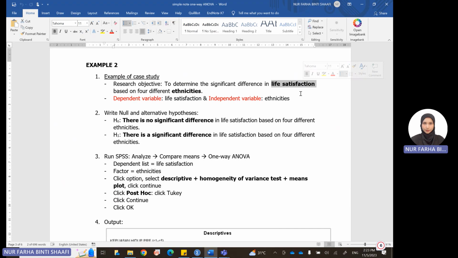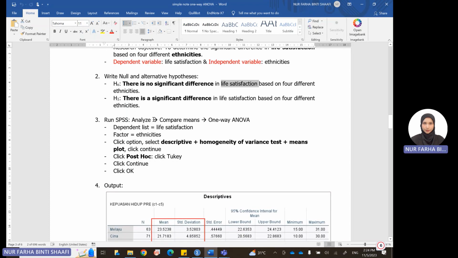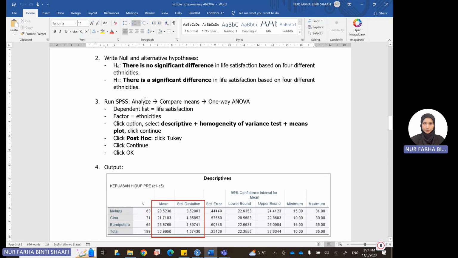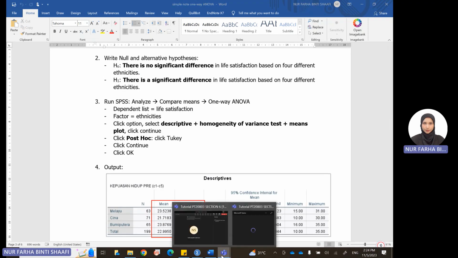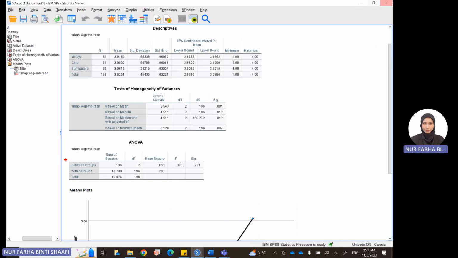Are you satisfied with your life? So you write your null hypothesis. All the steps are the same, but the dependent variable is different. It's just the dependent variable. The dependent variable right now is life satisfaction. You just change it to life satisfaction. Now we run our SPSS.